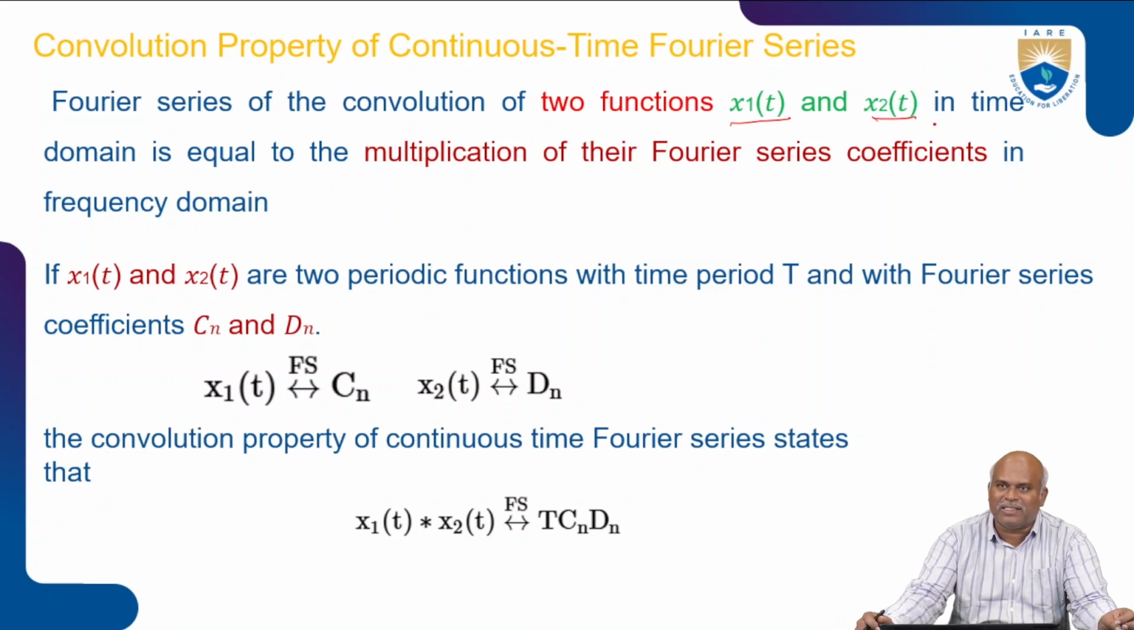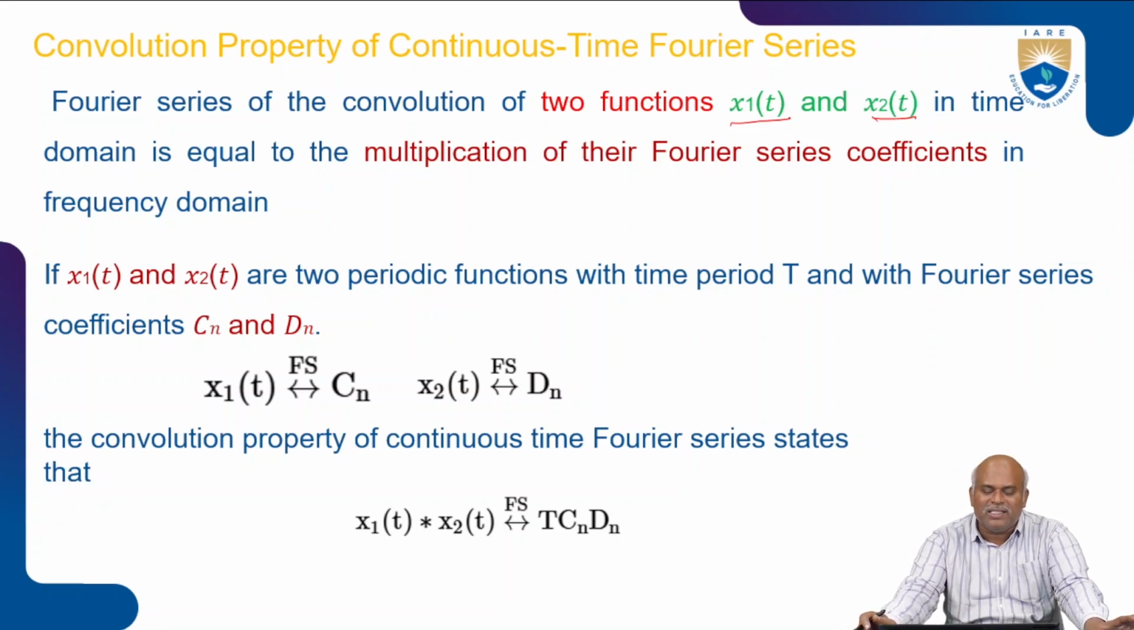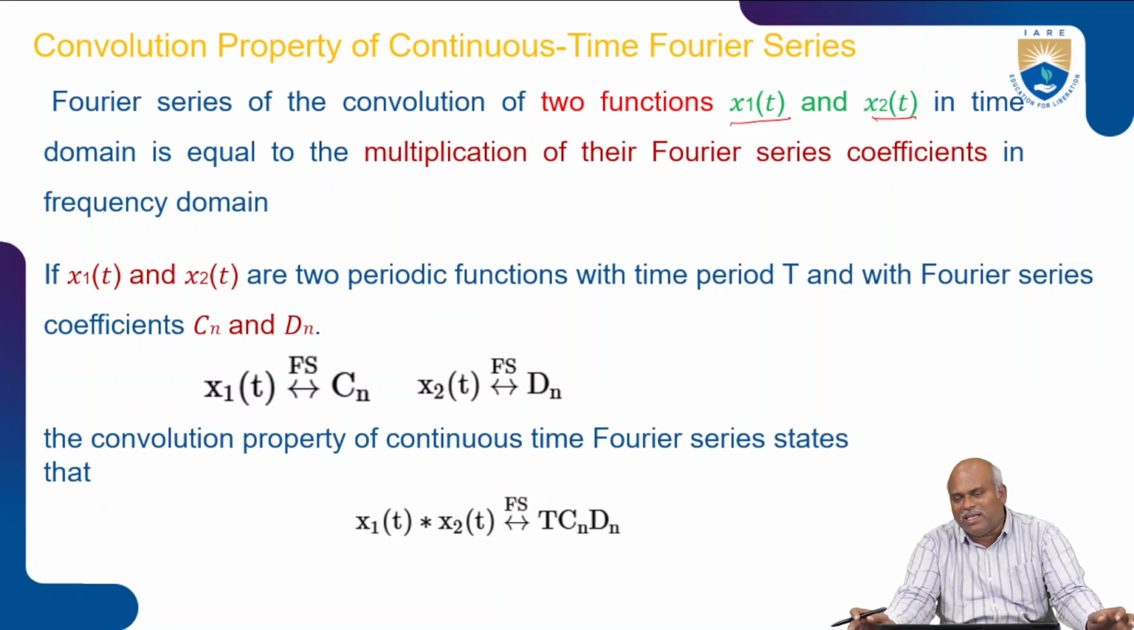Both signals are periodic with fundamental period capital T. The convolution in time domain is equal to the multiplication of their Fourier series coefficients in the frequency domain. So this is the statement of the convolution property of continuous time Fourier series. It means the Fourier series of the convolution of two functions x1 of t and x2 of t in time domain is equal to the multiplication of their Fourier series coefficients in the frequency domain. So previously we studied, if we multiply the signals, the produced output is a convolution.